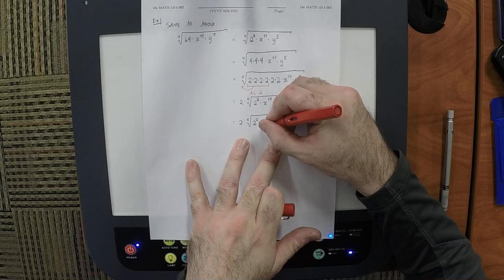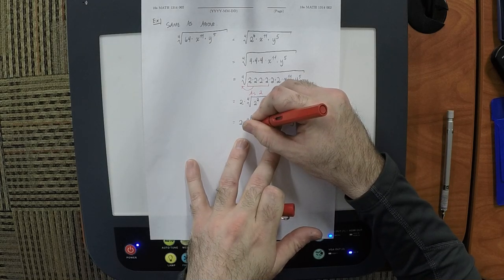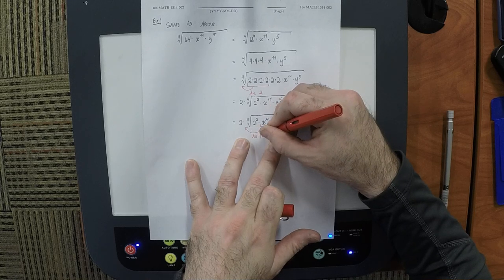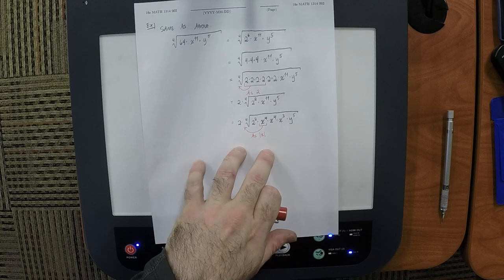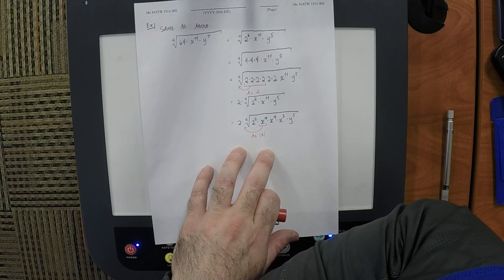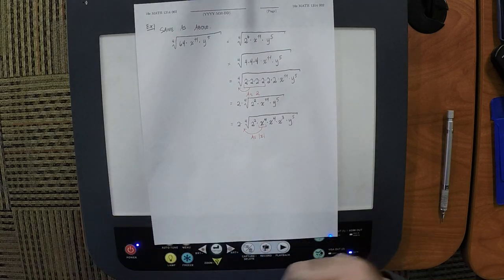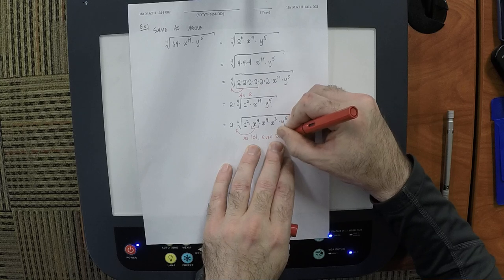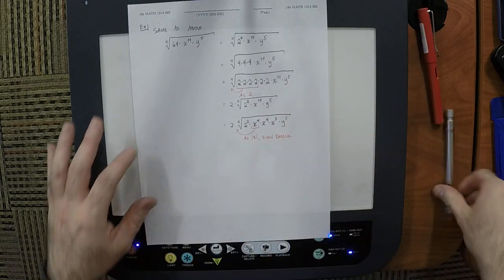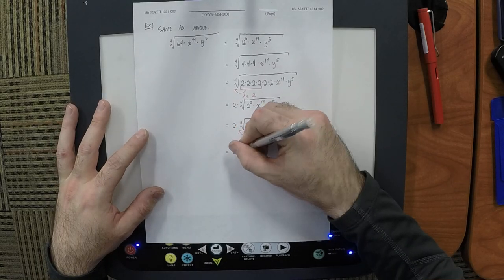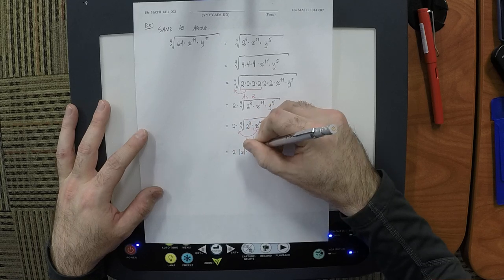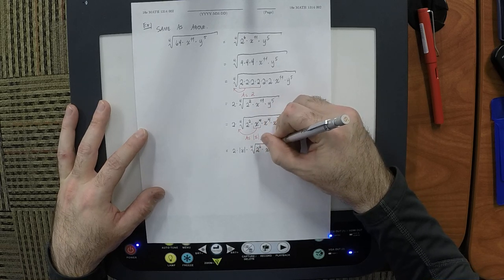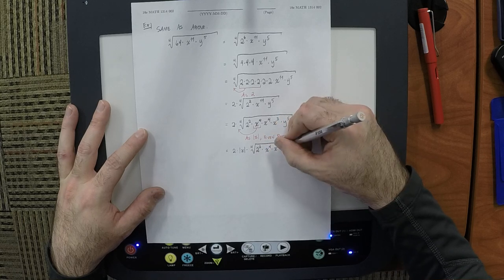So now this x to exponent 4 can come out, and it comes out as what? It comes out as an absolute value of x. Why? Because this is an even radical. So we get 2 multiplied by absolute value of x multiplied by the fourth root of 2 squared. And then we still have that x to 4, and we still have that x to 3, and we still have that y to exponent 5.